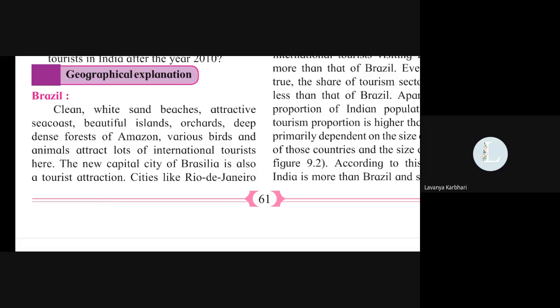The new capital city of Brasilia is also a tourist attraction.